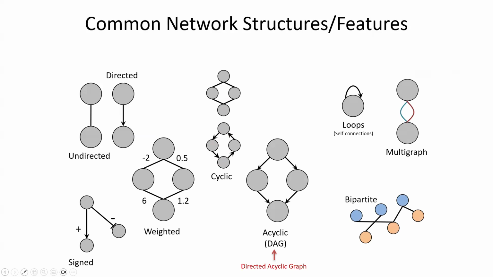Some other less common but still important network features to be aware of. The idea of self-connections, when a node connects to itself, is commonly called a loop. A multigraph includes multiple types of edges between nodes, illustrated here as a blue edge and a red edge connecting the same set of nodes. That's a multigraph. You can also have things like bipartite networks. In a bipartite network, there are nodes of two types. In this case, you have blue nodes and orange nodes, with edges extending between nodes of different types, but not between nodes of the same type.